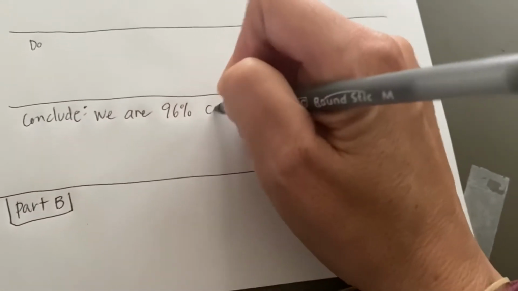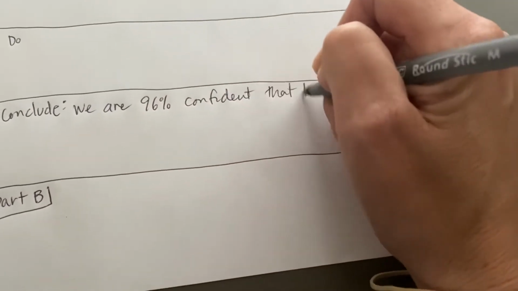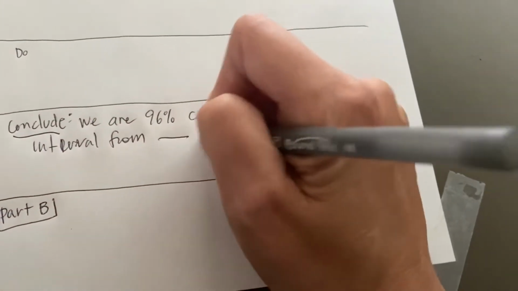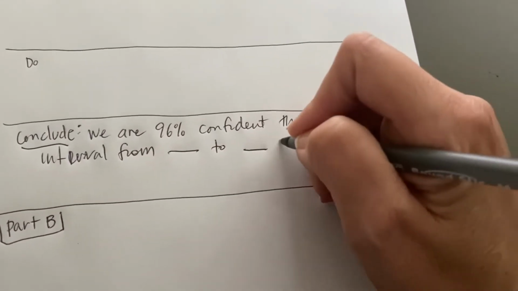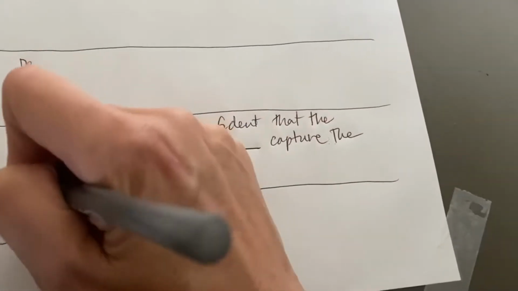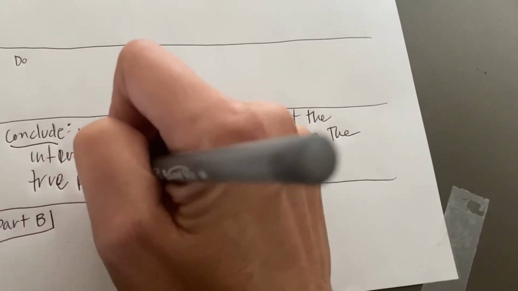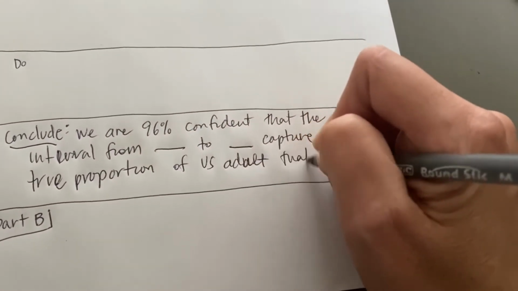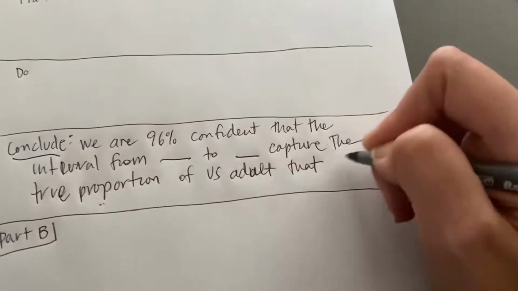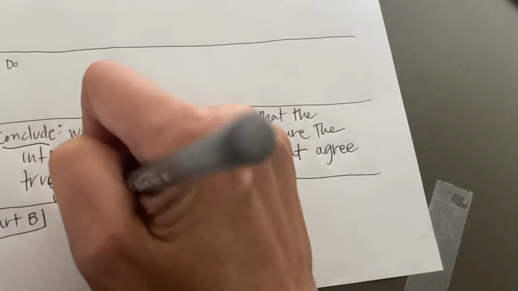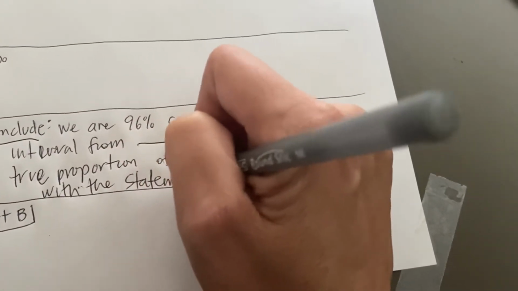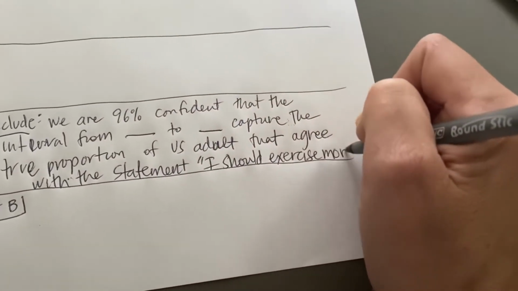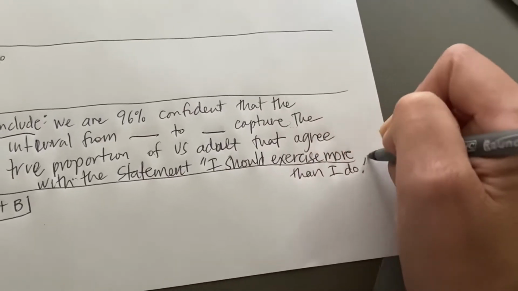We are 96% confident that the interval from blank to blank, we'll get our calculator to tell us that, captures the true proportion of US adults that agree with the statement, I should exercise more than I do. Okay.